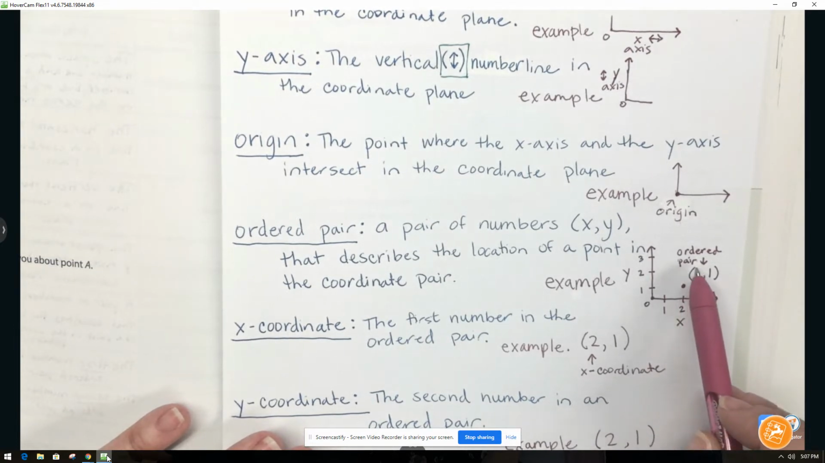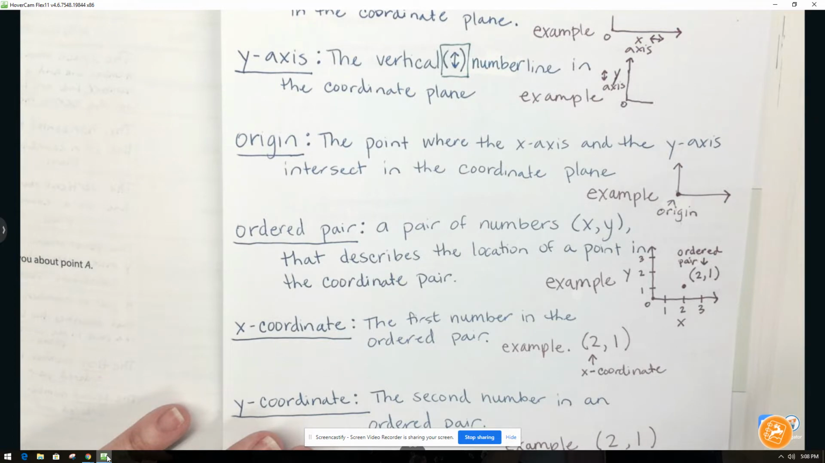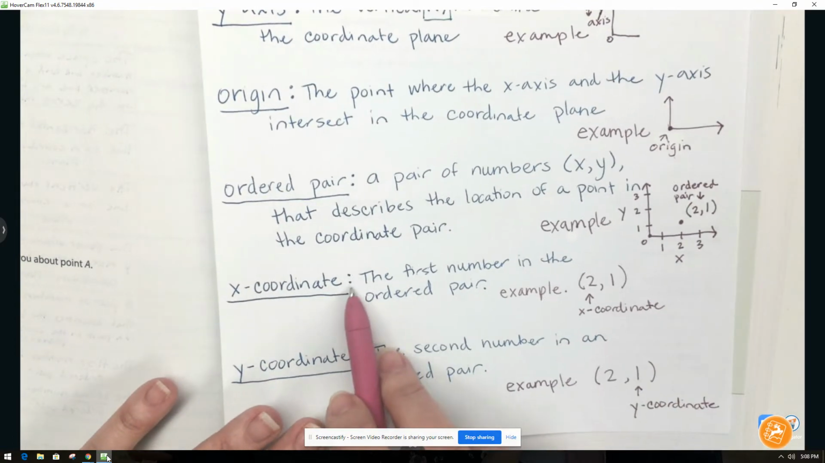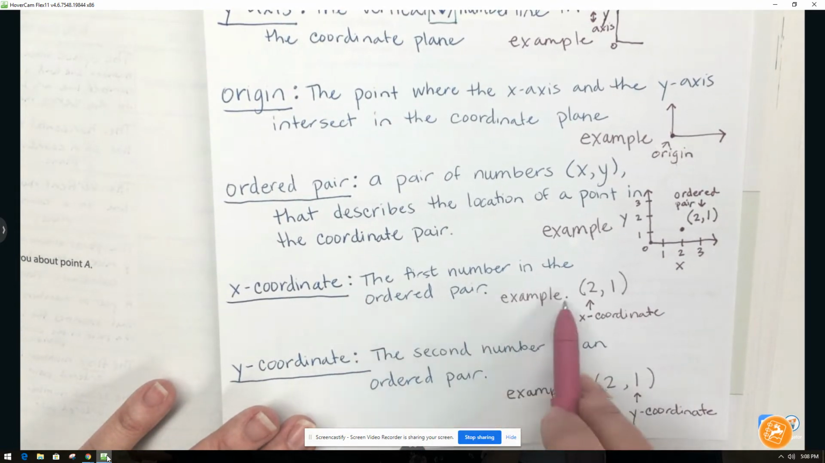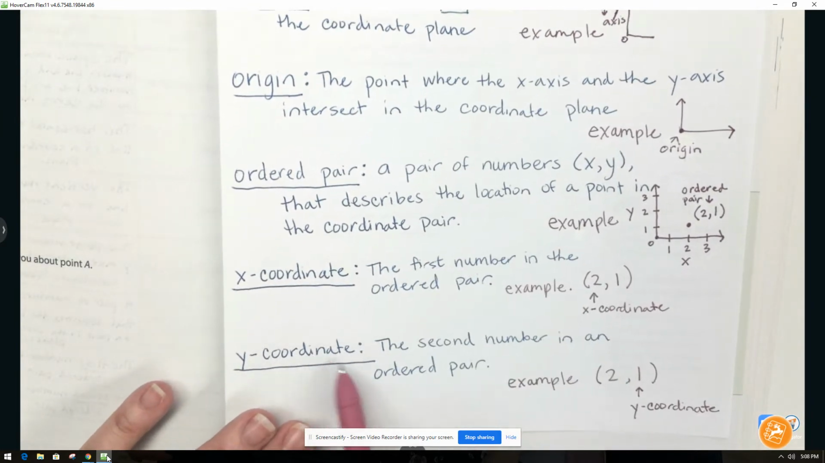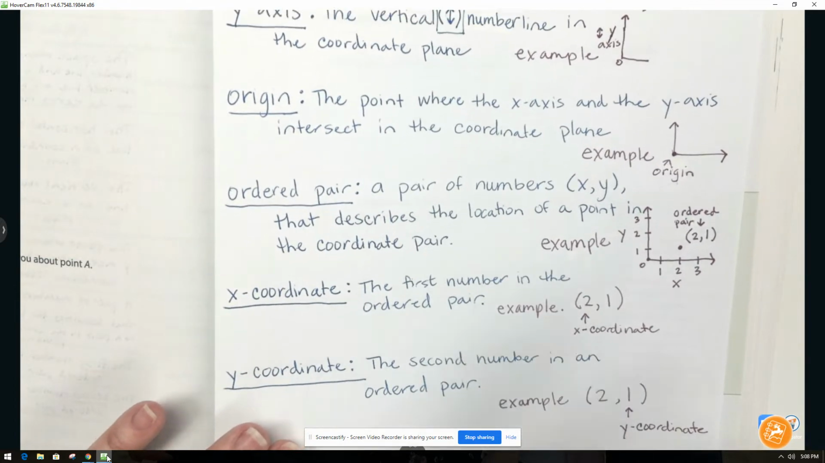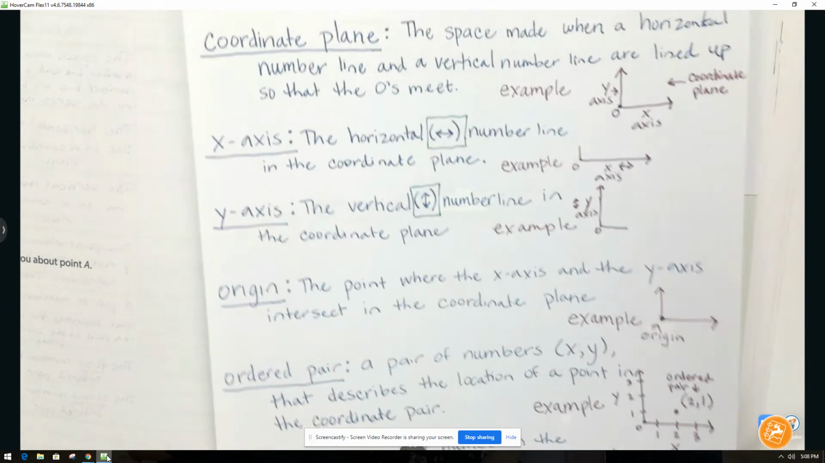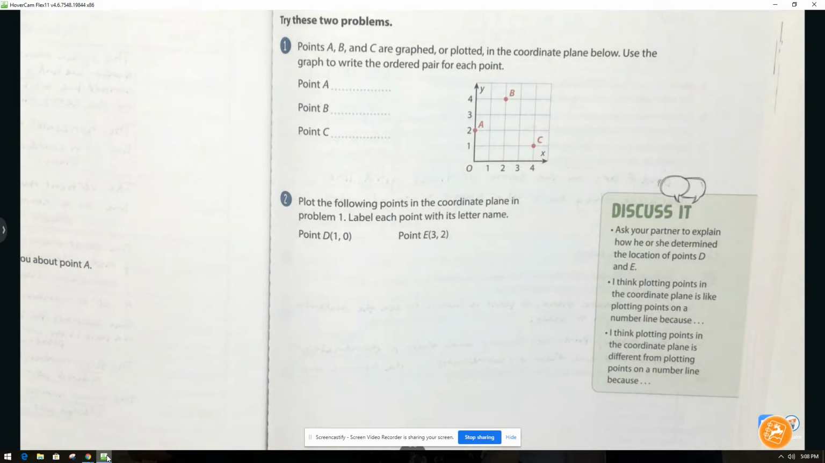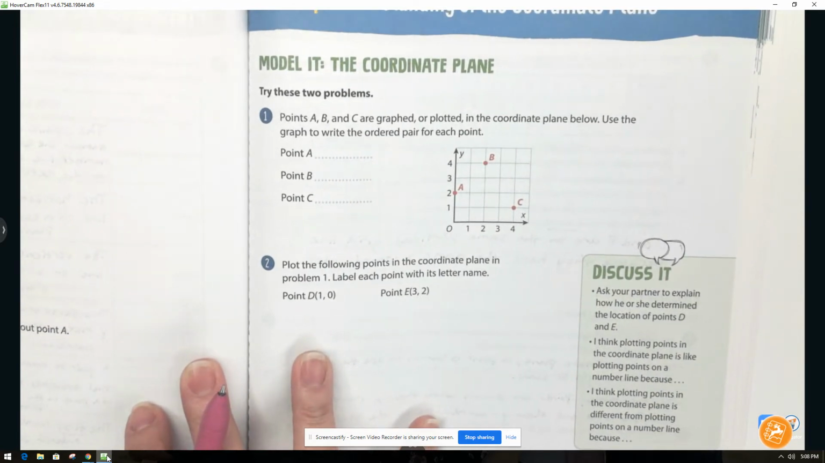Remember that in an ordered pair, the 2 numbers are always separated by a comma, and they are located inside a pair of parentheses. The x-coordinate is the first number in the ordered pair. So for example, this 2 is the x-coordinate because it comes first. The y-coordinate is the second number in an ordered pair. So this 1 would be the y-coordinate because it's the second number. And so that is our vocabulary for coordinate planes, and that vocabulary will serve you well over the next several days because we'll be working with coordinate planes for a while.